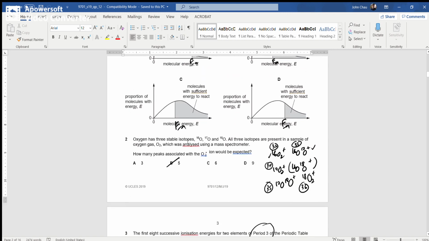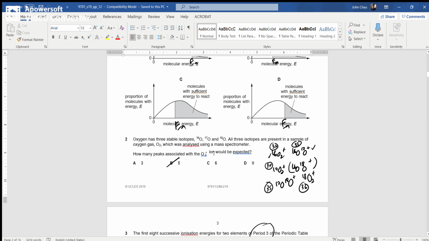Number 2. Oxygen has 3 stable isotopes: oxygen-16, oxygen-17, and oxygen-18. Now, all 3 isotopes are present in a sample of oxygen gas, O2, which was analyzed using a mass spectrometer. How many peaks are associated with O2?